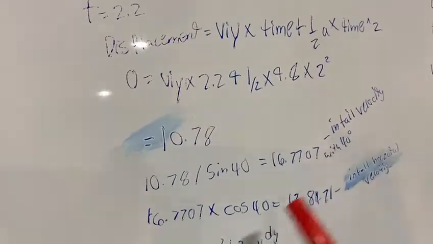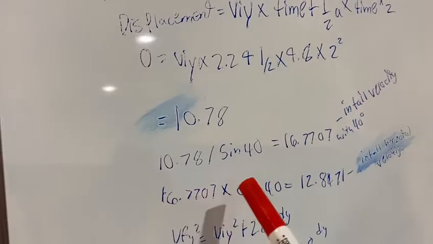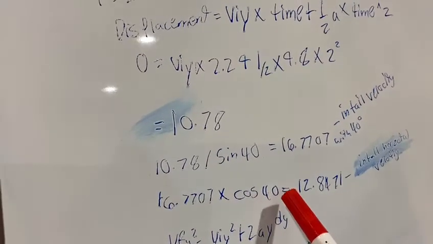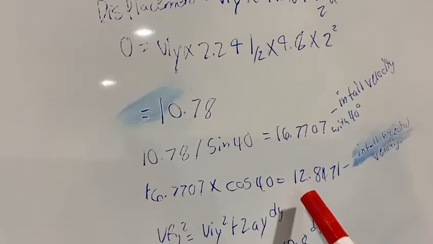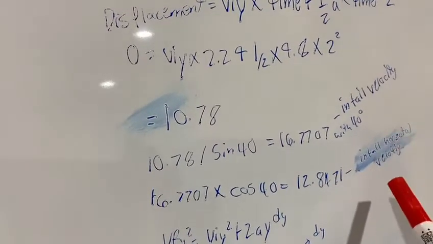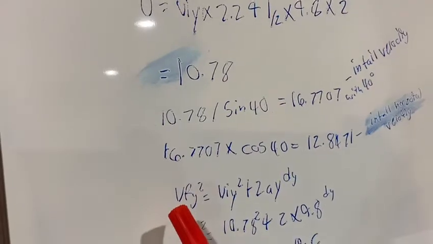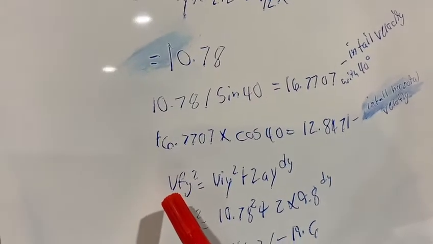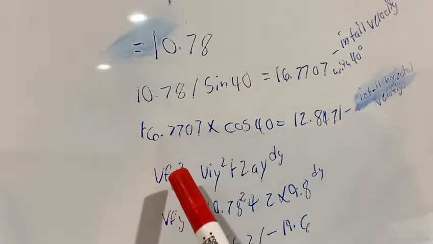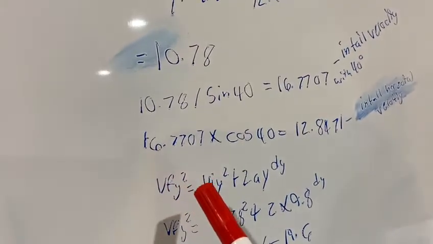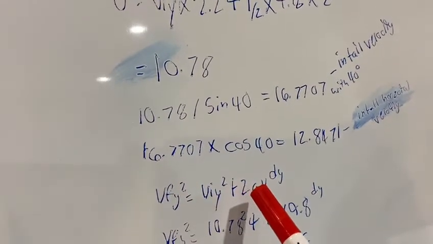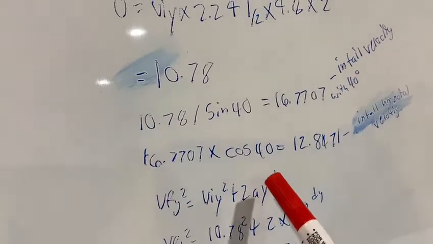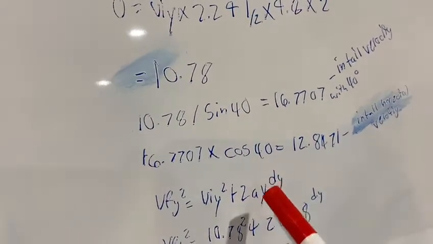Then you take the 16.770 times cos 40, which equals 12.8471, which is going to give you the initial horizontal velocity. And then you do the max height equation, which is VFY squared equals VIY squared plus 2AY squared, over dy.